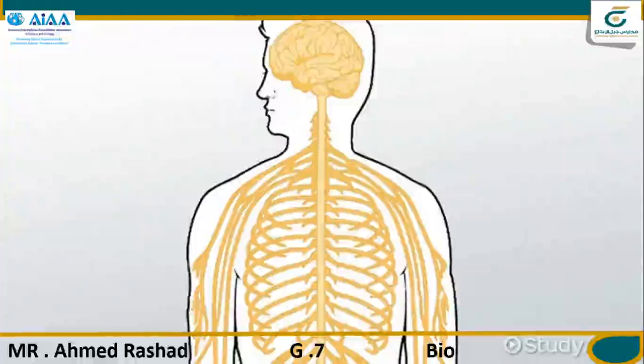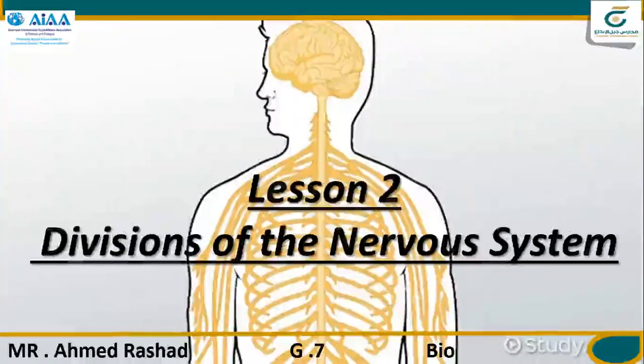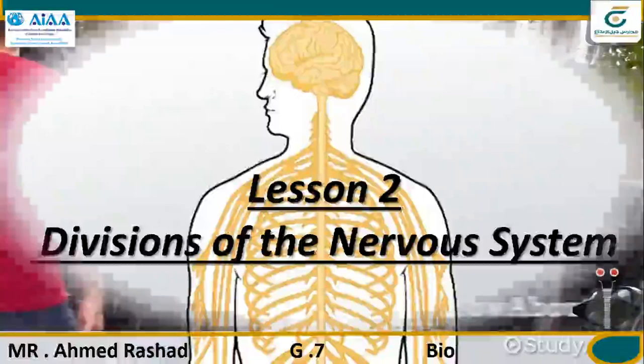Today inshallah we're gonna talk about the divisions of the nervous system. This is lesson 2 in chapter 7, and this chapter is talking about the nervous system. In lesson number 1, we talked about the nervous system and how it works. Before beginning this lesson, we can watch a video that explains how the nervous system works and some reactions of the human body, and I want you to enjoy it.